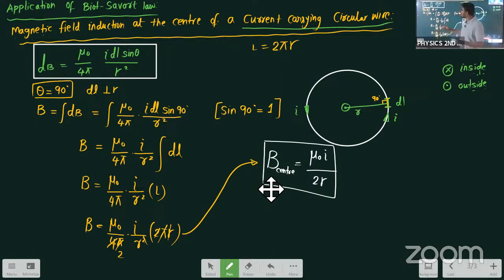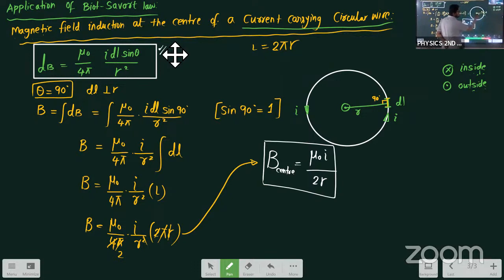I hope you understood this concept. First of all, I have taken the formula for Biot-Savart law. Then I have drawn the symbol for the current carrying circular wire, and using the right hand thumb rule, I was able to determine the direction of the magnetic field. See here, curling of fingers represents the direction of electric current and the thumb represents the direction of magnetic field. So the magnetic field is coming outside.